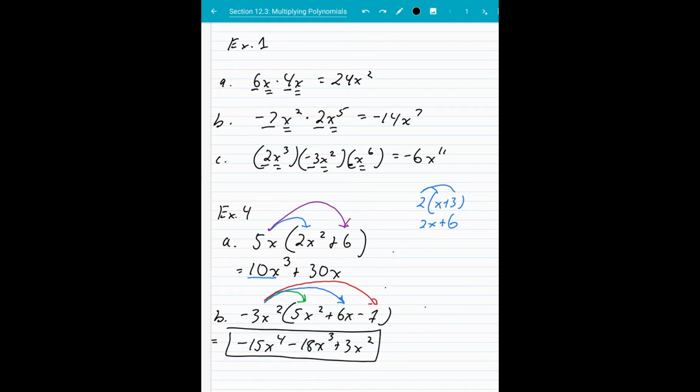Let's do example 5. This one is a little different. This is going to be one of the core things you're going to be doing in the next class. You're going to be doing something called factoring, just going backwards, but you need to know how to go forward first. So example 5 tells us to multiply. And this time we have a binomial with a binomial.